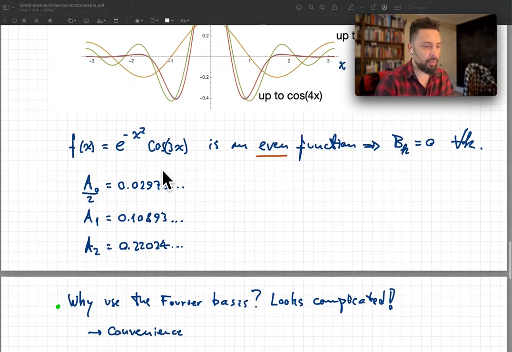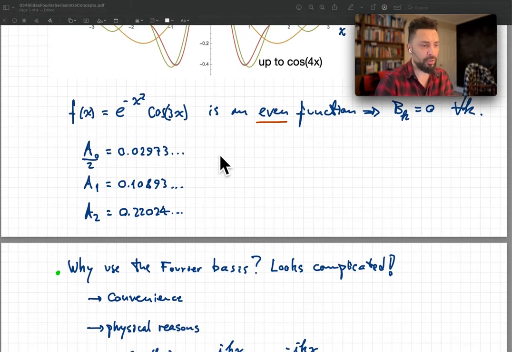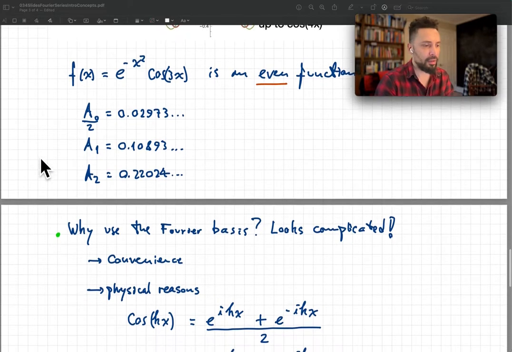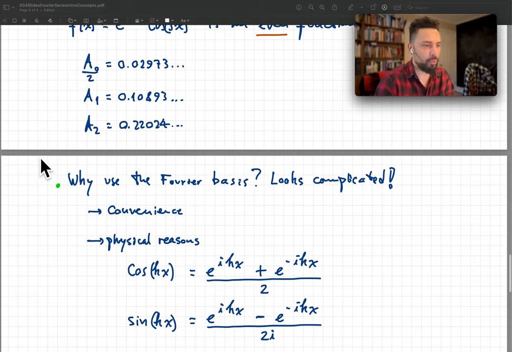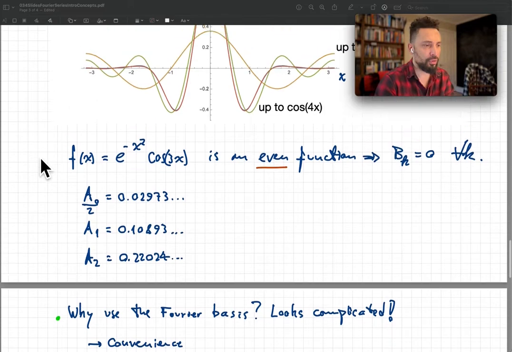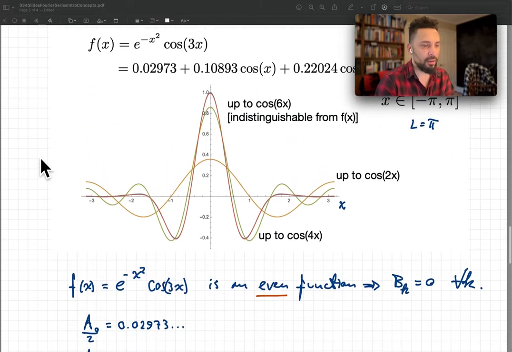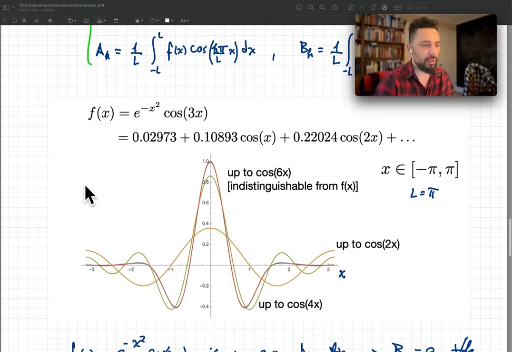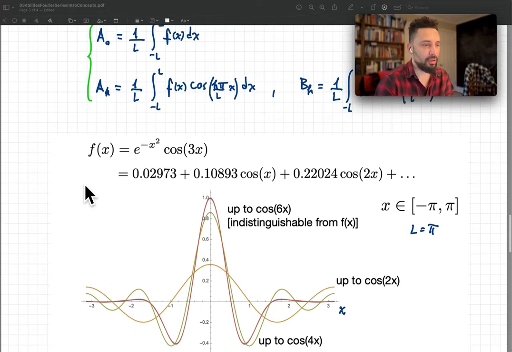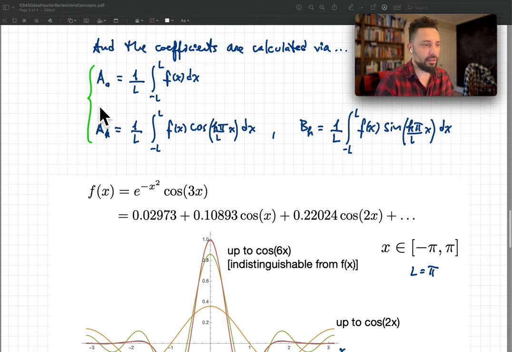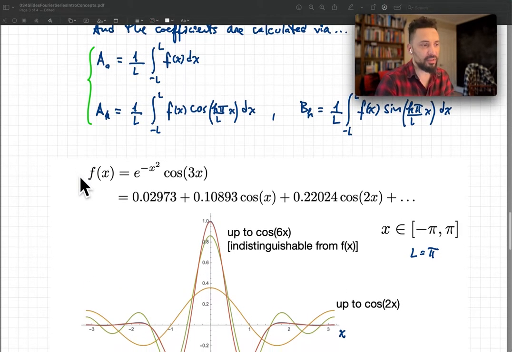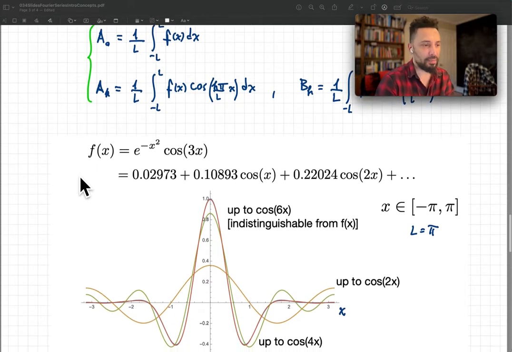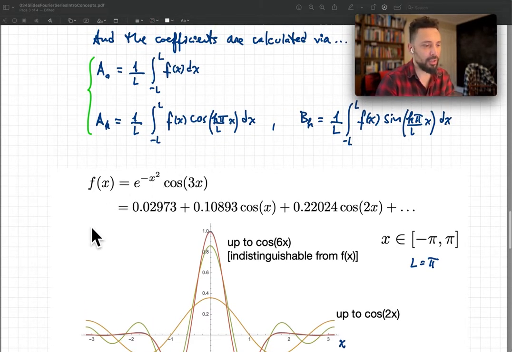So why would you use the Fourier basis? And by the way, we will continue seeing examples in upcoming videos. But why would you do this? Why would you choose to do something like this? It looks complicated. It looks like you have to go to order 6 to get something nice. Why not use a Taylor series where you can calculate the coefficients by taking derivatives, which is something we all can do more or less mechanically, whereas these integrals look more complicated.